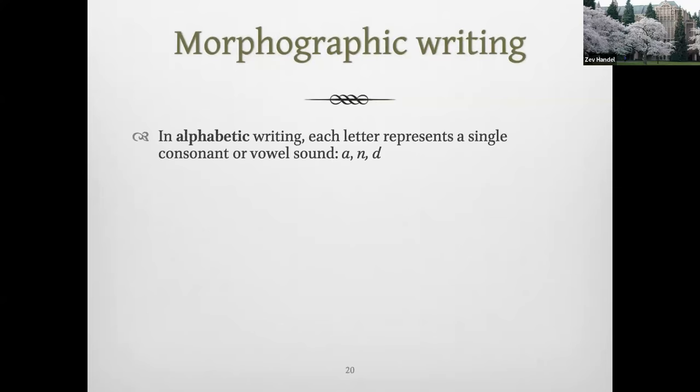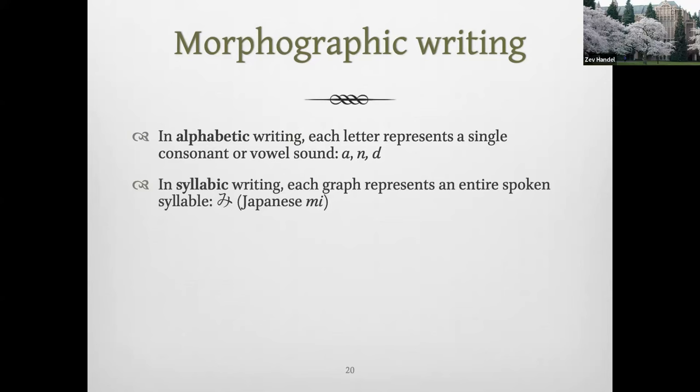Let me show you. I will give you an example in a moment that will help you understand this concept. So it's very different from alphabetic writing, right? In alphabetic writing, you have letters that represent individual sounds. The letter B represents the sound B in any word. It doesn't matter what the word means, the letter B doesn't care.